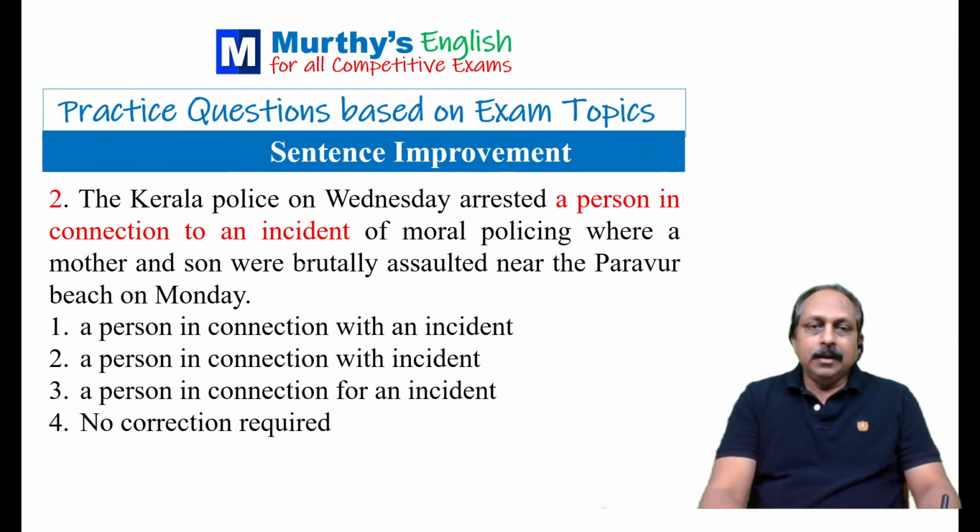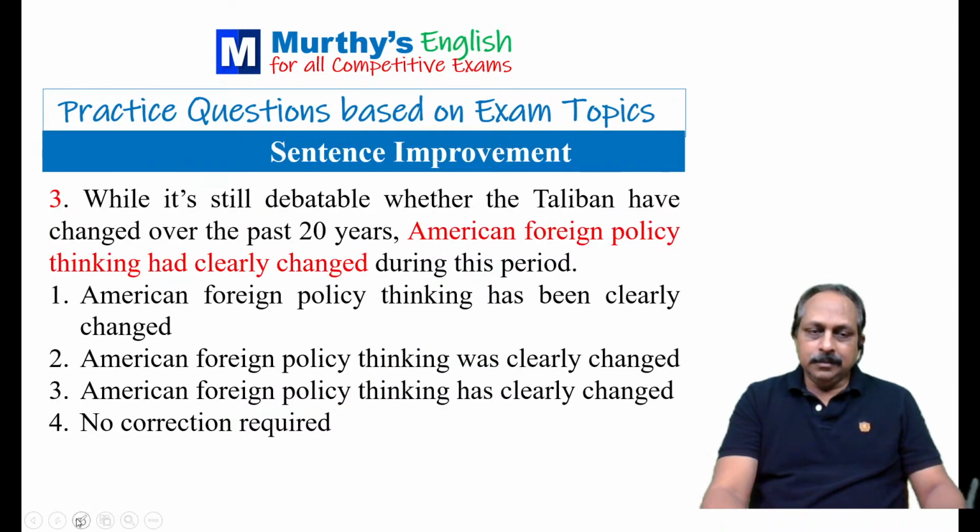Second one, the Kerala police on Wednesday arrested a person in connection to. In connection to is not correct. And a person in connection with an incident, this seems right. A person in connection with incident and should be there, so it is not correct. For is not correct. What is the answer? The first option is the answer.